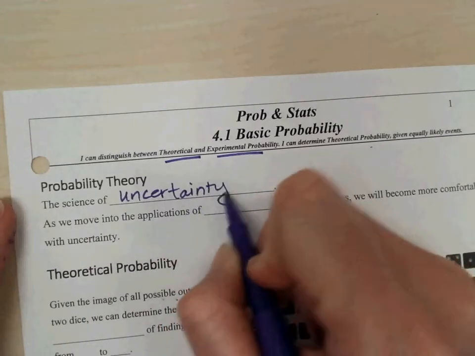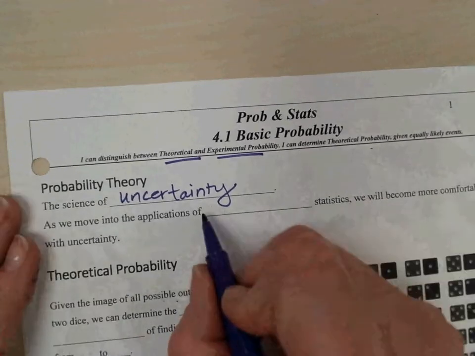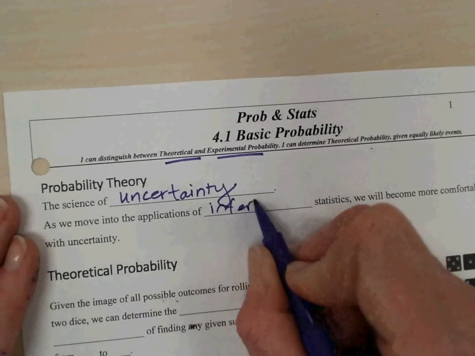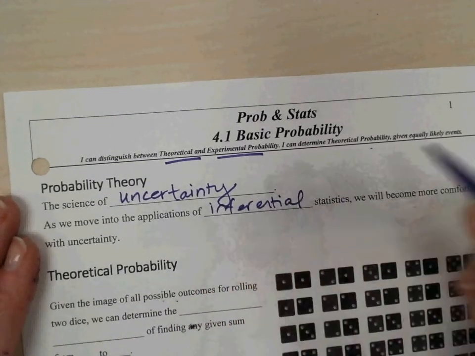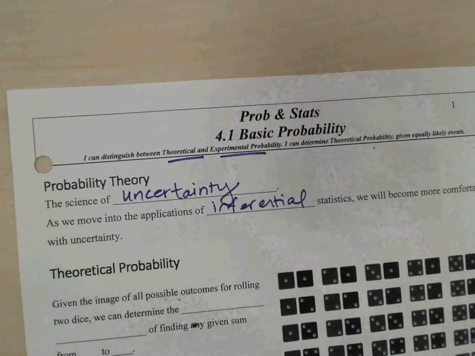And as we move into the applications of inferential statistics, we will become more comfortable with uncertainty. So we spent all of Unit 3 on descriptive statistics. We were calculating measures of center, using lots of Google Sheets, and measures of variation, standard deviation and range. All of that was just descriptive statistics. And now we're taking a deeper dive into inferential statistics.